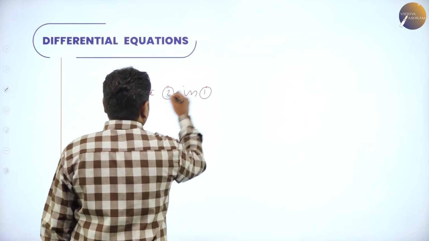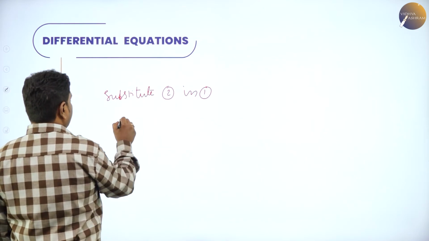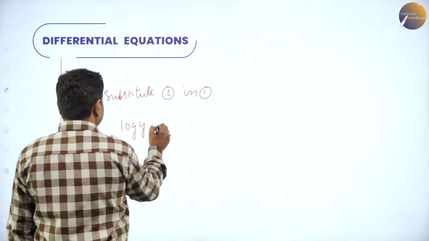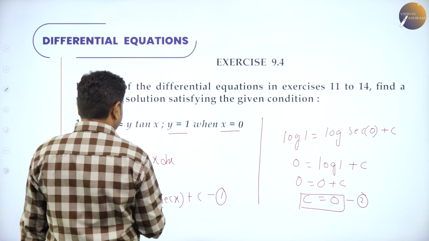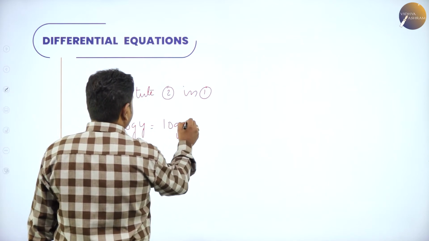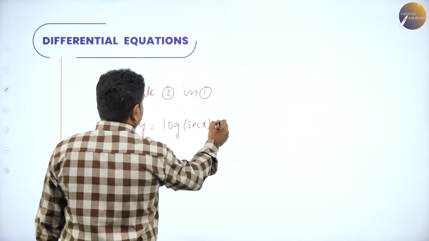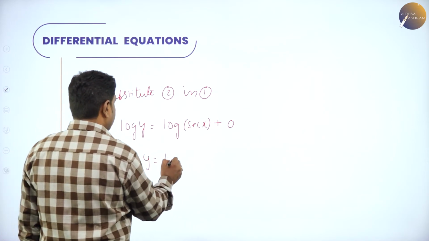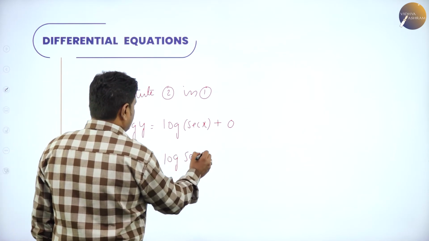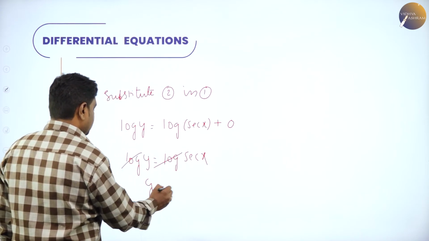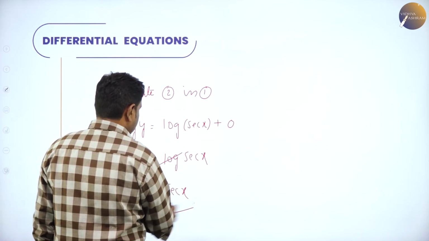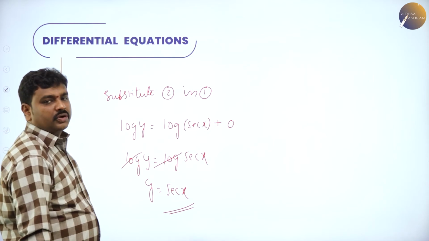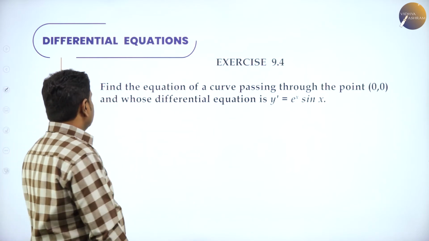What is equation 1? Log y is equal to log of secant x plus c. C is what? 0. So the answer is log y is equal to log secant x. Log you can cancel. So y is equal to secant x is the answer. I hope all of you understood this.